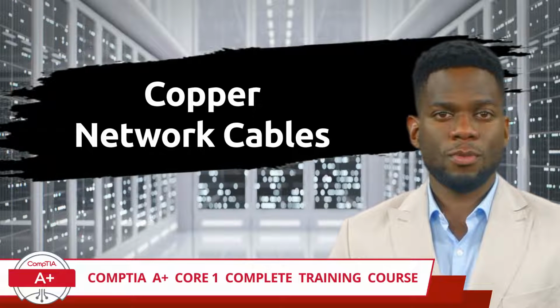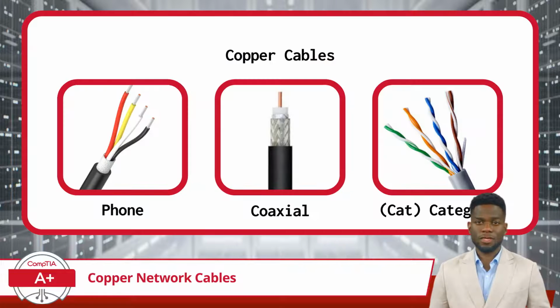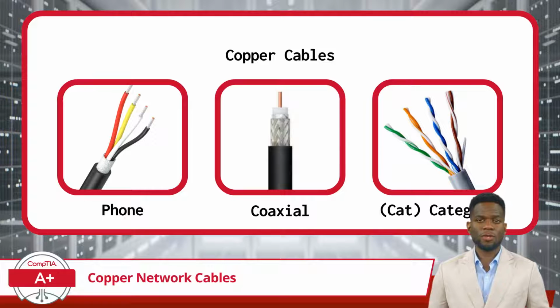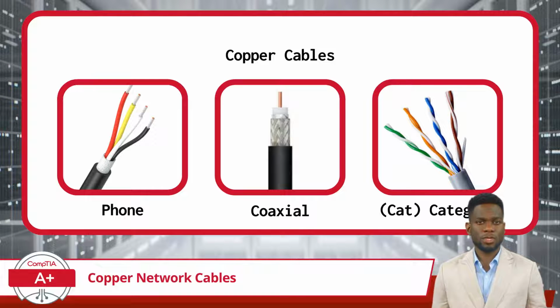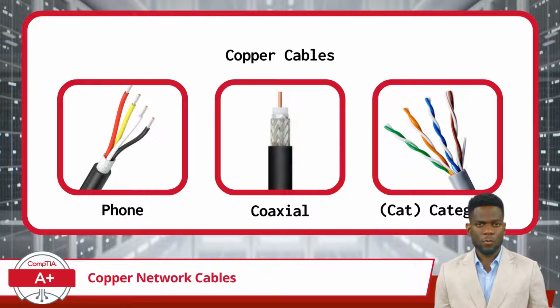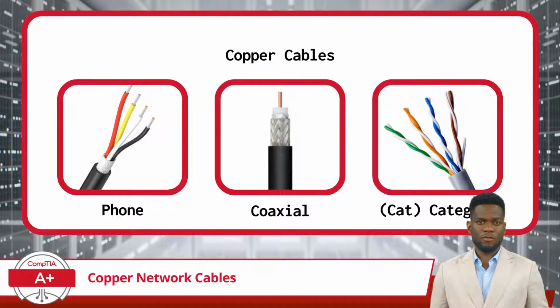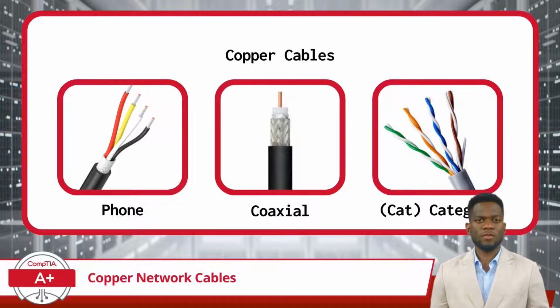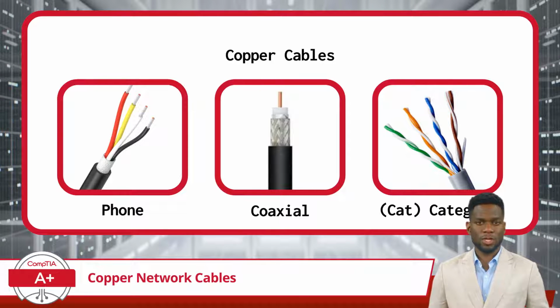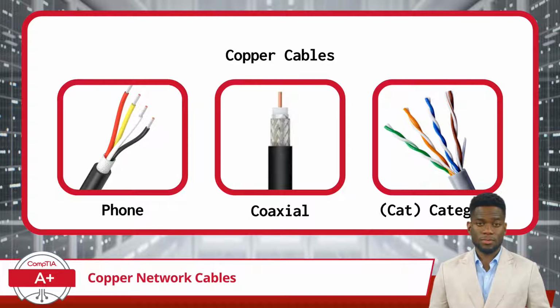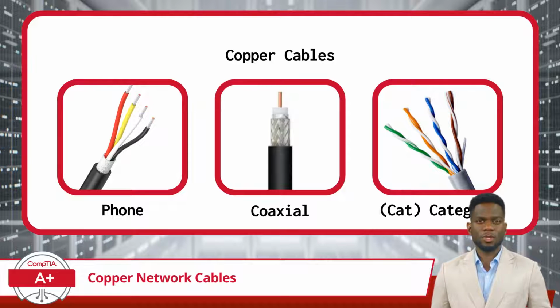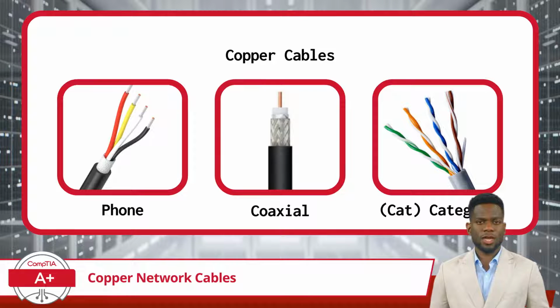Copper network cables. In this video, we'll explore the fundamental types of copper network cables and how they're utilized. Network cabling, along with associated interfaces, serves the crucial function of linking network devices to facilitate data sharing. These cables are integral to the infrastructure of most wired networks and are available in several forms. The copper cabling options include phone cables, coaxial cables, and Ethernet or CAT cables.